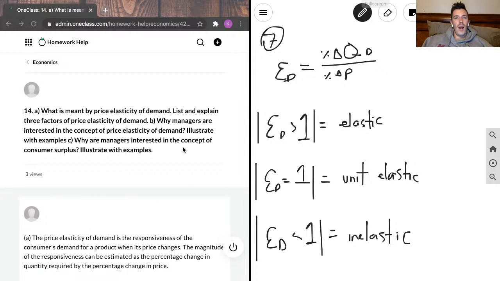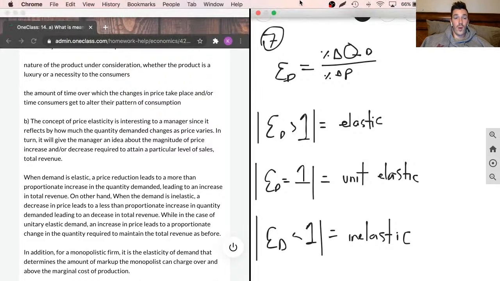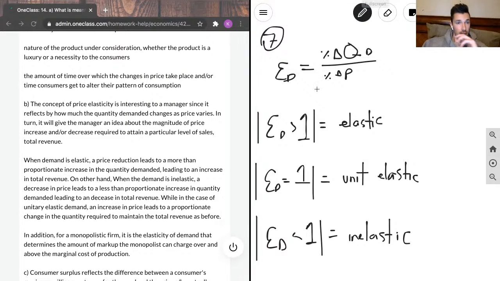Part B, why managers are interested in the concept of price elasticity of demand. Our junior tutor said the concept of price elasticity is interesting to a manager since it reflects by how much the quantity demanded changes as price varies. In turn, it will give the manager an idea of the magnitude of price increase and/or decrease required to attain a particular level of sales, total revenue.